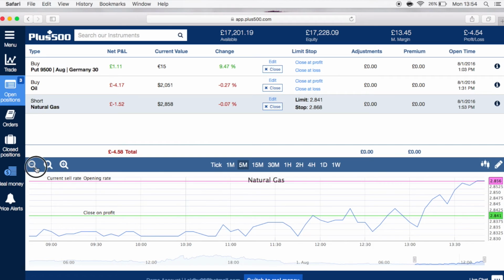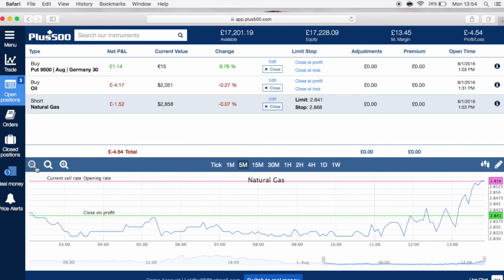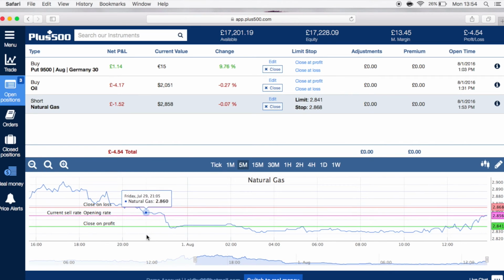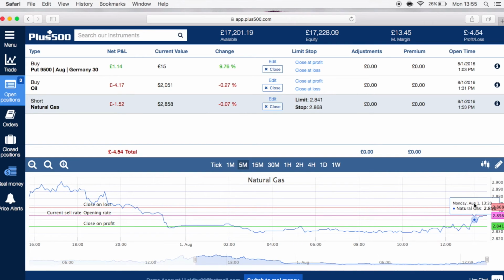If I just zoom out a little bit, I should be able to see my close on loss. So if we do go up here, it will automatically close it for me. If I make this profit, it will automatically close it for me at the £11 profit for no cost at all.